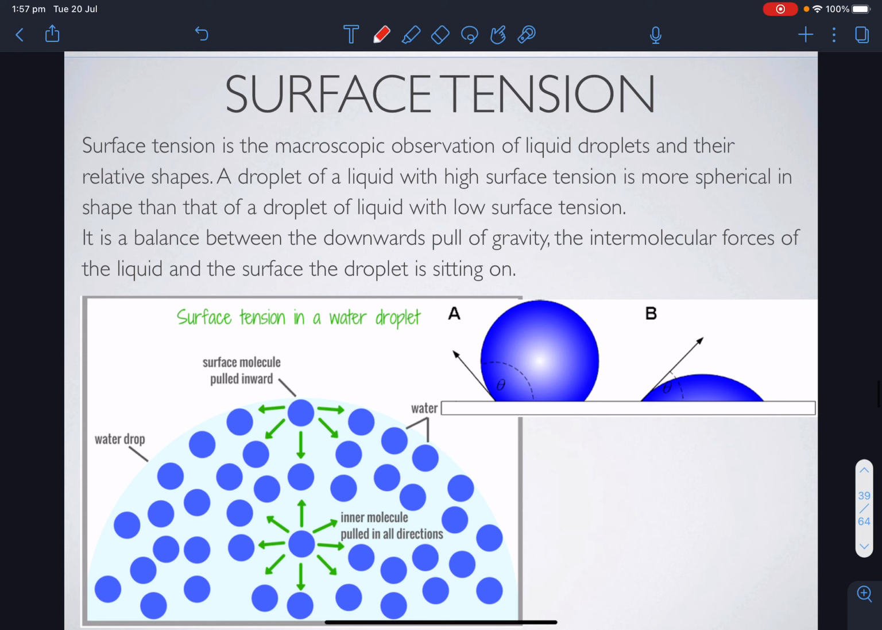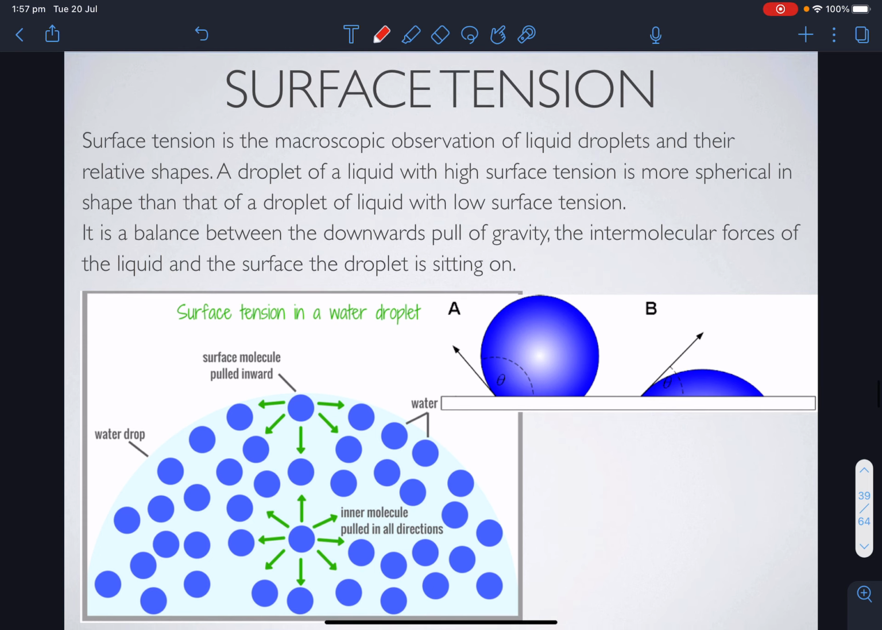Okay, so let's just revise surface tension before we say what soaps do to surface tension. So surface tension is our macroscopic observation of liquid droplets and their relative shapes. A droplet of a liquid with high surface tension will form a more spherical shape, like here in A. Okay, it will bead. It will form a nice sphere. With low surface tension, it won't really attract itself and it'll be more smeared out.